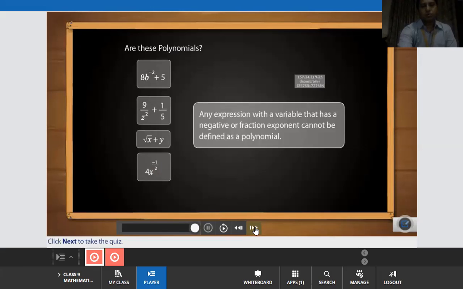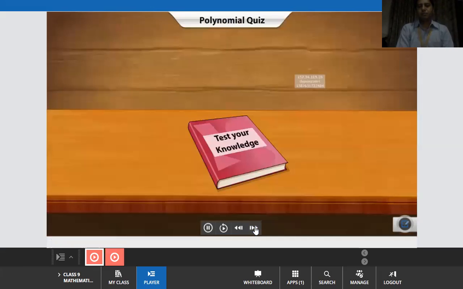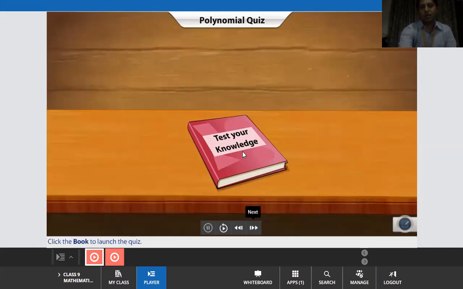Now that we have learned about polynomials, we will take a short quiz. Click the book to launch the quiz. So here we can sum up: any expression which has a negative exponent or a fraction in the power of the exponent will not be a polynomial. We'll discuss a few questions for better understanding of polynomials.